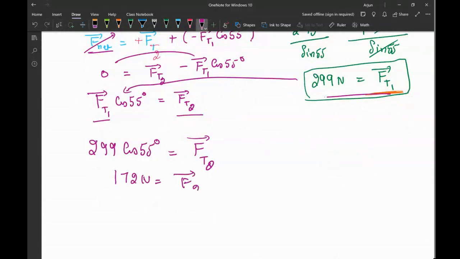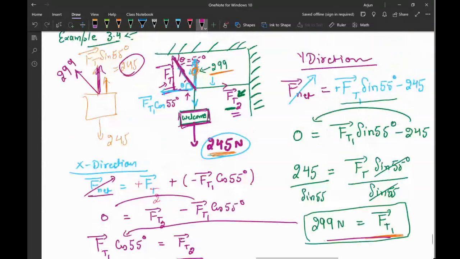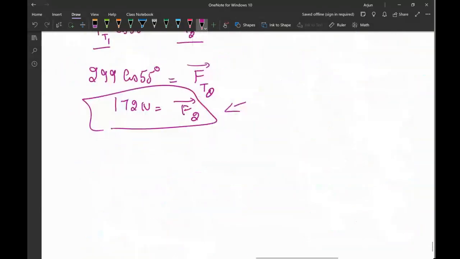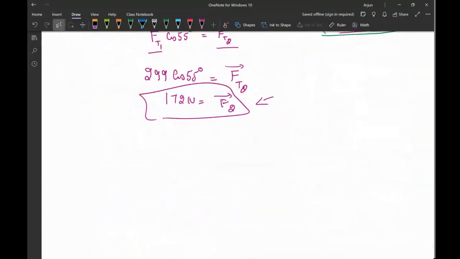Make sure your calculators are in degree mode. And we figured out both the values ft2 and ft1 from this question. Hopefully you were able to understand this question. So I'll highly encourage you to solve the practice problem with that.